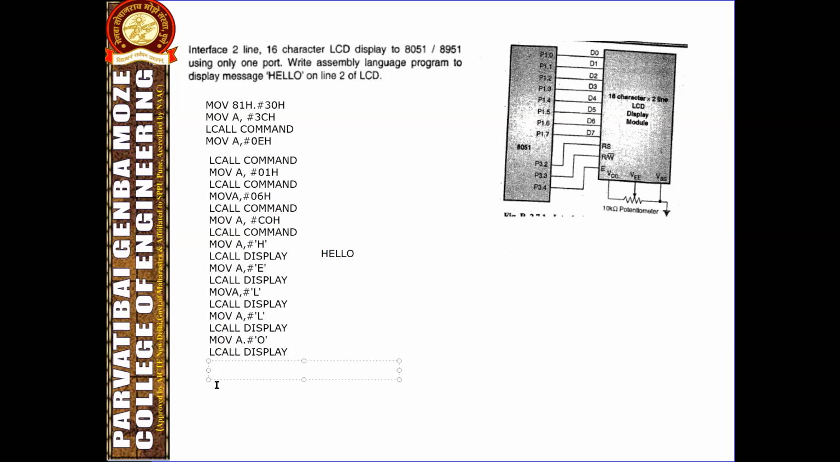After completing the display, it should jump to here and loop here after displaying the message. So it will keep looping here only.